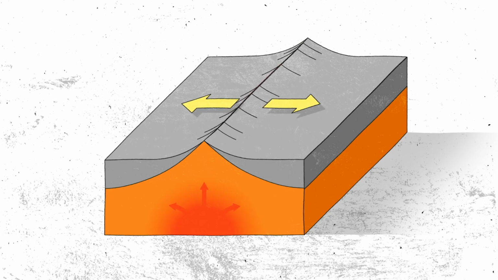At a constructive plate margin, the plates move apart from one another. This means that the magma can rise up and fill the gap, creating new land. This is a volcano. A good example of this is where the North American plate and the Eurasian plate move away from each other, creating the Mid-Atlantic Ridge and the volcanic island that we know as Iceland.